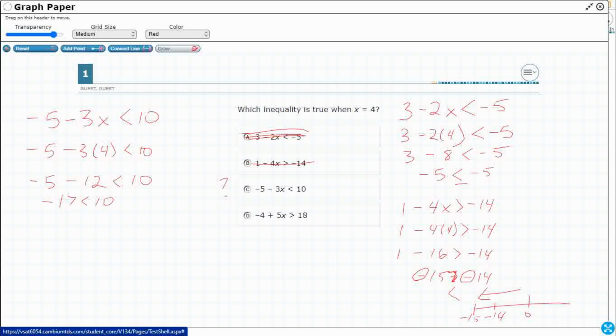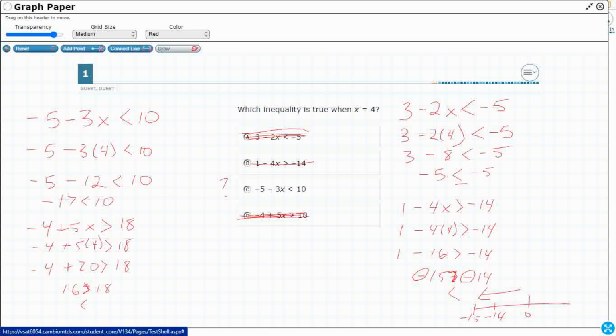Let's check this last one. Negative 4 plus 5x is greater than 18. Negative 4 plus 5 times 4 is greater than 18. So negative 4 plus 20. 5 times 4 is 20. And that's basically the same as 20 minus 4. That's 16 is greater than 18. Nope. Less than would work. So it does look like that C is going to work.